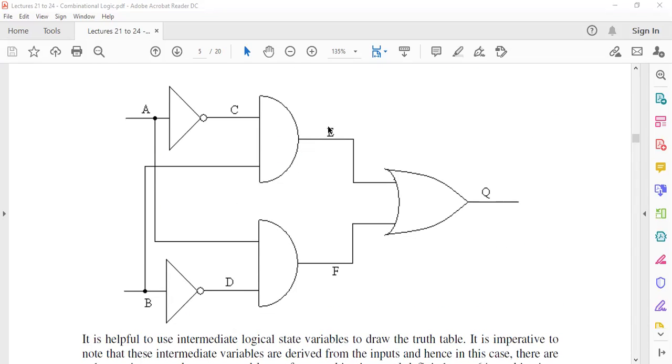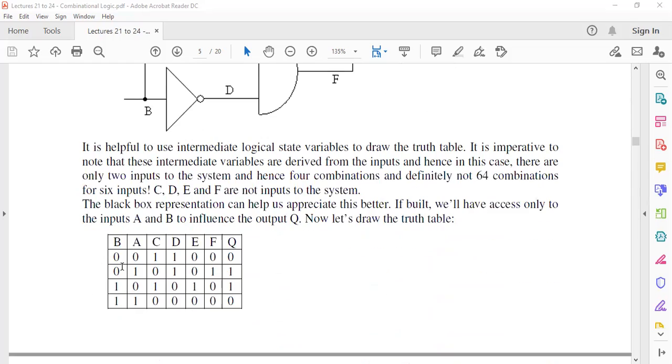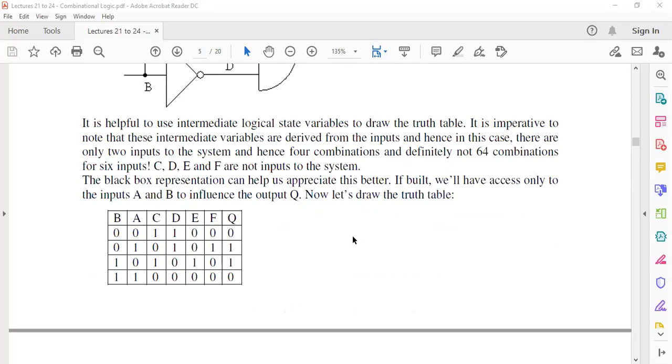Next we find E. E is the logical AND of B with C. So multiply B and C to obtain E. 0 times 1 you get 0, 0 times 0 you get 0, 1 times 1 you get 1, and 1 times 0 you get 0.